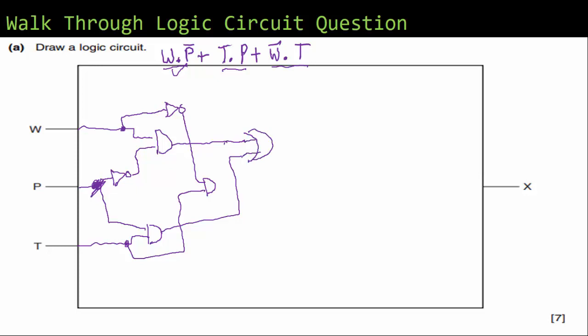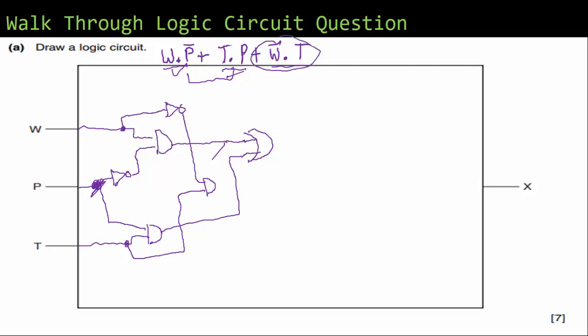And then I'm going to double check my lines. So we have P branching off. We have T going into here. That's T and P. And then we want to OR that with W and not P. So here's my W and not P, and yes, we do have these lines. So then we need to OR, we have this right here. We need to OR it with this result.